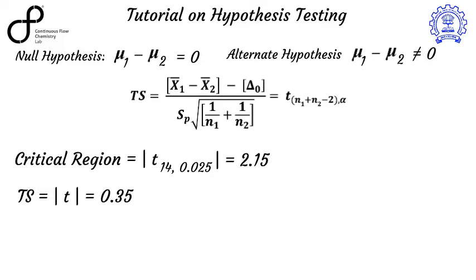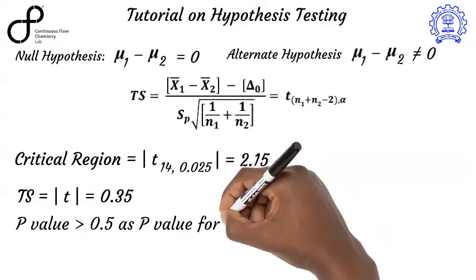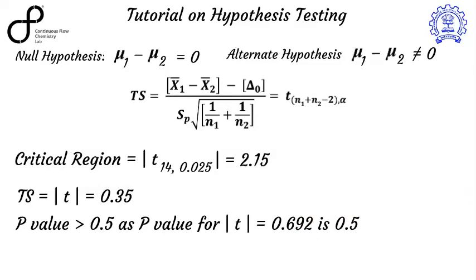We can also calculate the p-value. The p-value comes out to be more than 0.5, as a value of t, for 14 degrees of freedom, of 0.692 corresponds to a p-value of 0.5. Since our t-value is lower than 0.692, the p-value will be higher than 0.5. Therefore, such a high p-value also supports the null hypothesis.